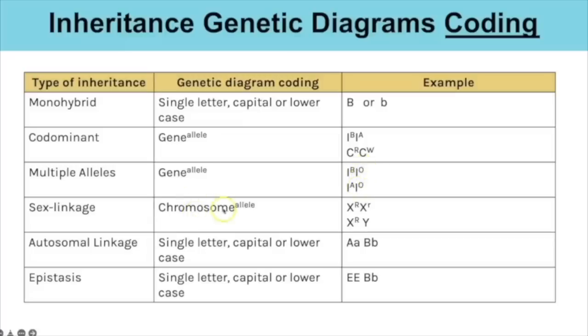For sex linkage, you have to represent this by showing, first of all, the X and Y chromosome. And in sex linkage, the gene is only found on the X chromosome.